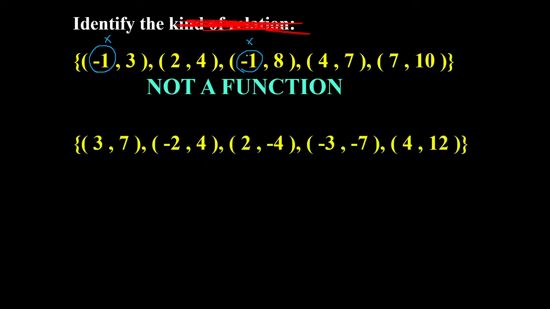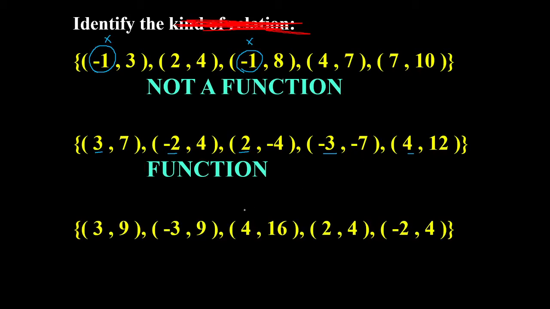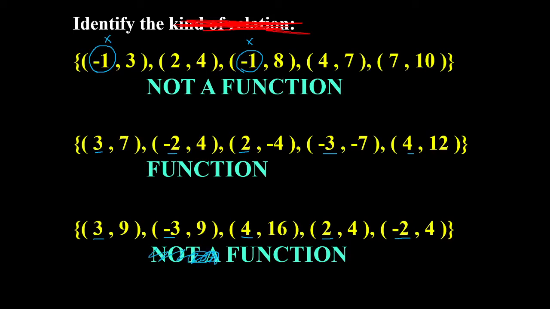Next, this one. Function or not a function? Function, because there is no repetition. 3, -2, 2, -3, 4. No repetition there. What about our third example? Function gihapon. Why? No repetition. Look at the domain. No repetition in the domain. This is a function. Is this clear? Okay, this is a function.